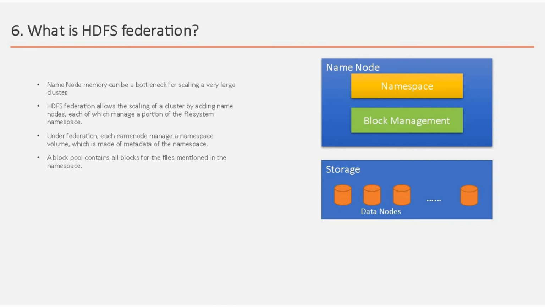HDFS federation allows the scaling of a cluster by adding name nodes, each of which manages a portion of the file system namespace. Under federation, each name node manages a namespace volume, which is made of the metadata of the namespace. And they are not interchangeable and no name node communicates with each other. So that is not ensuring high availability. It's just that having one single node's memory is a bottleneck. To erase that problem, we have the HDFS federation.